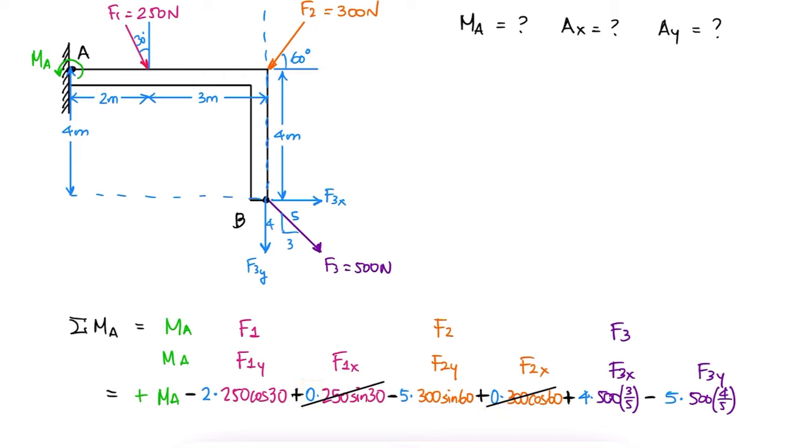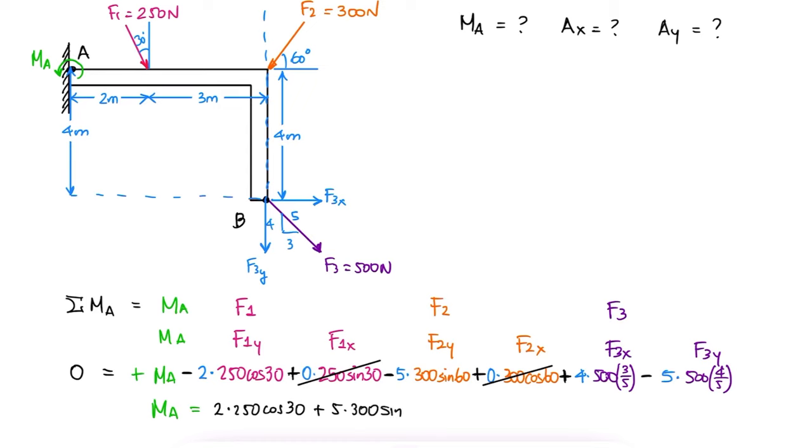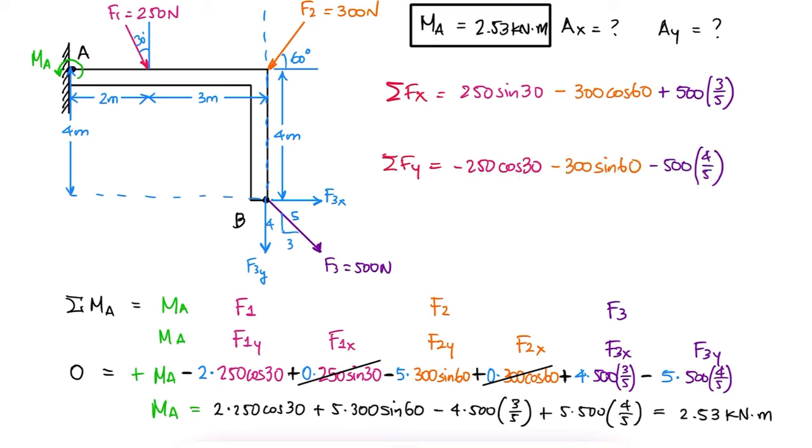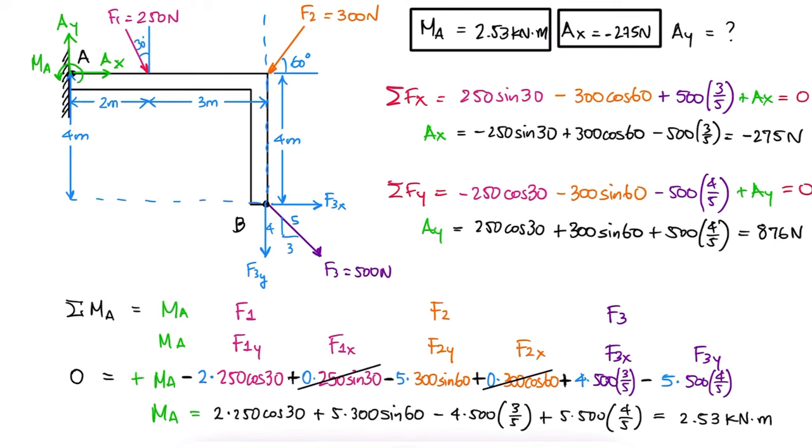Since point A is fixed and the structure cannot rotate, we know that the sum of moments about point A is equal to 0. Solving for the reaction moment MA and using the appropriate units yields a value of 2.53 kilonewton meters. Writing a sum of forces in the y and x direction is pretty straightforward, of course without forgetting the reaction forces at A, also assumed to be positive. These equations allow us to solve for Ax and Ay. Notice that the value for Ax is negative, which means that the reaction force Ax can be drawn as a vector going left with a magnitude of 275 newtons.